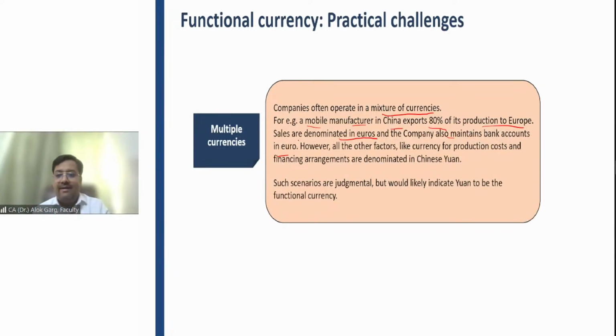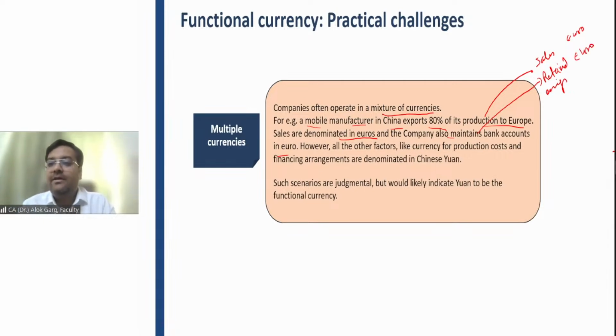So if you look here, one of the primary indicators, sales, is in euro, right? And one of the secondary indicators, retained earnings, is in euro, right? So one primary indicator, one secondary indicator. However, all other factors, like currency for production cost and financing arrangement, are denominated in Chinese yuan.